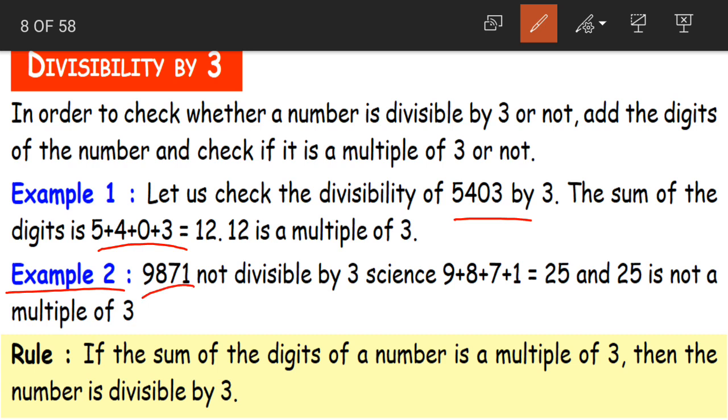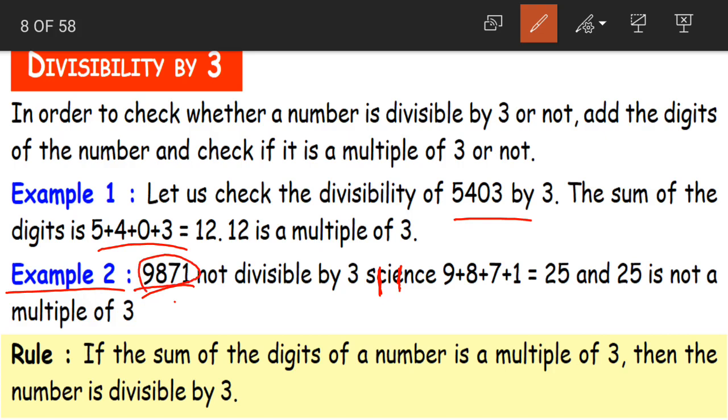9871 is not divisible by 3 since 9 plus 8 plus 7 plus 1 is equal to 25, and 25 is not a multiple of 3. Now what are they saying here, children? What should we do to check whether the number is divisible by 3 or not?